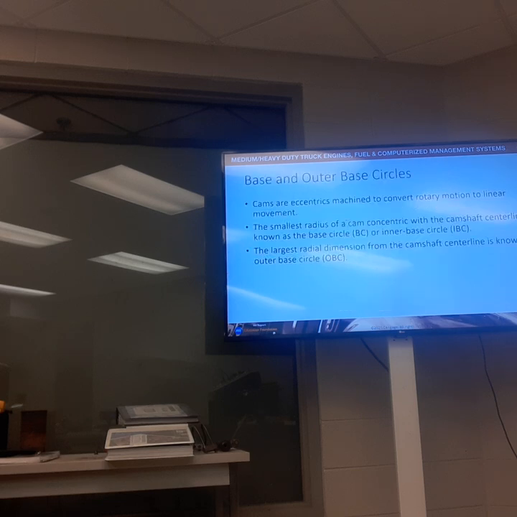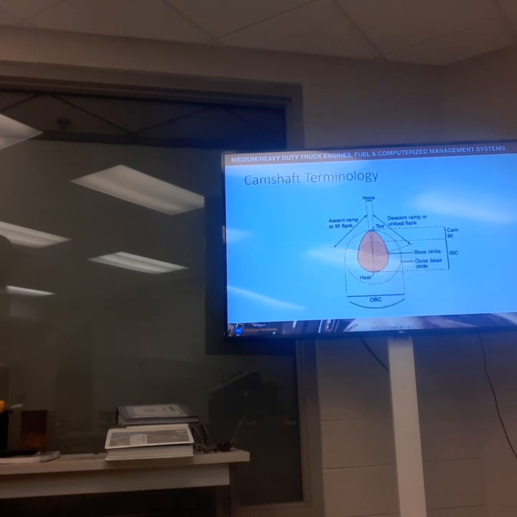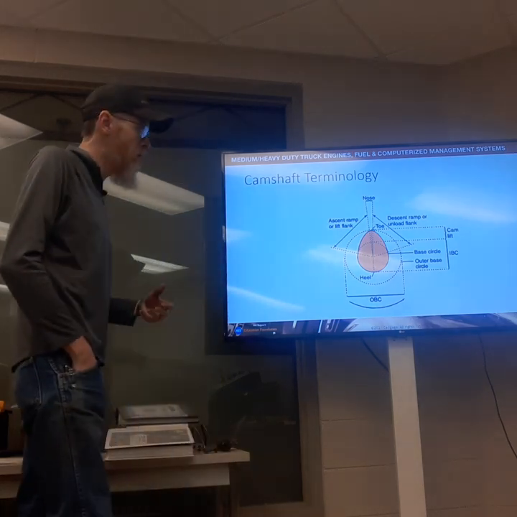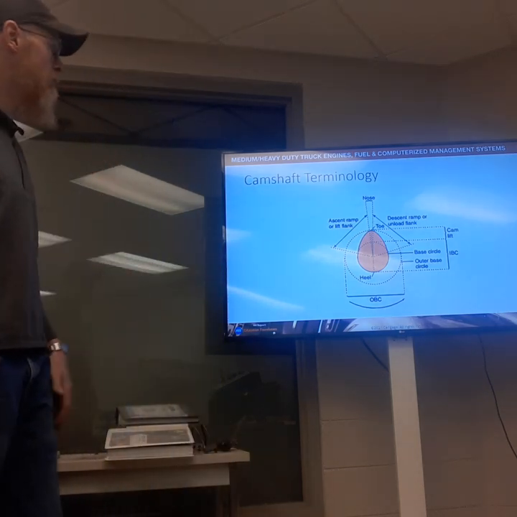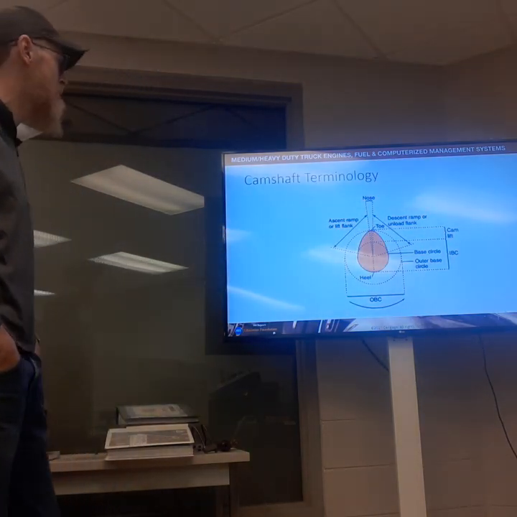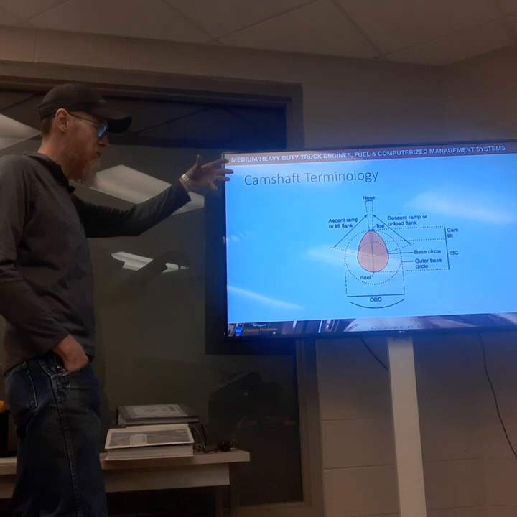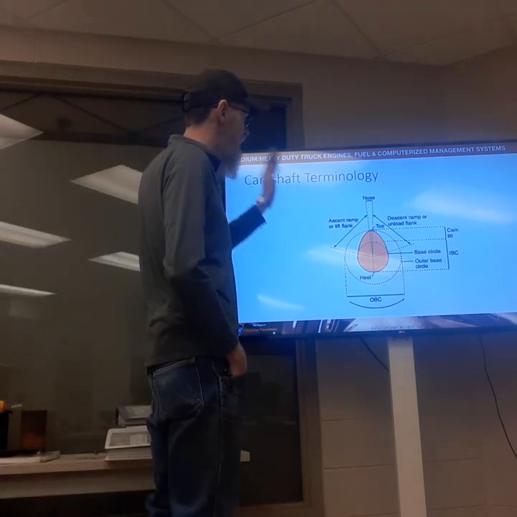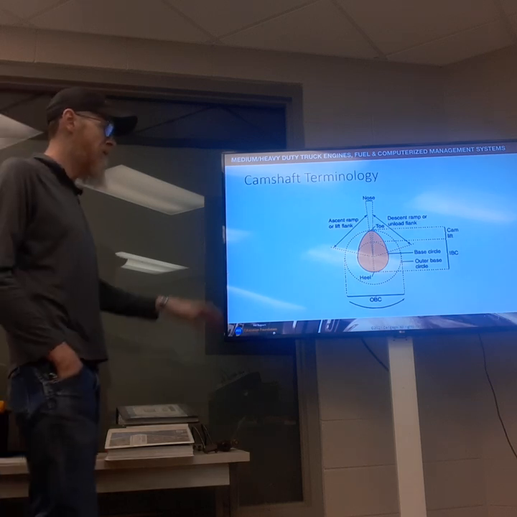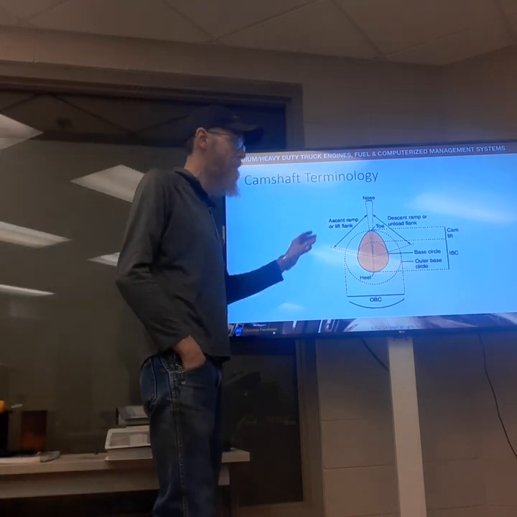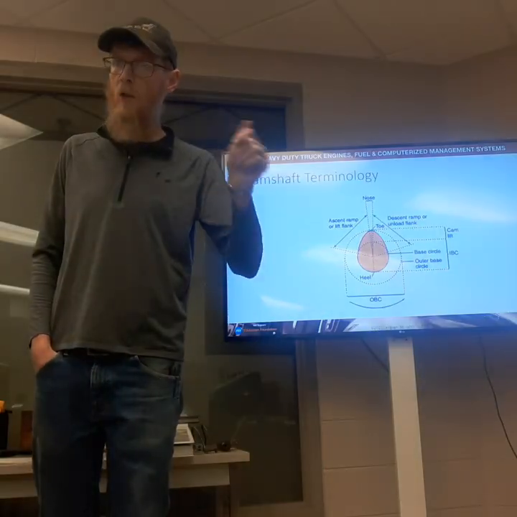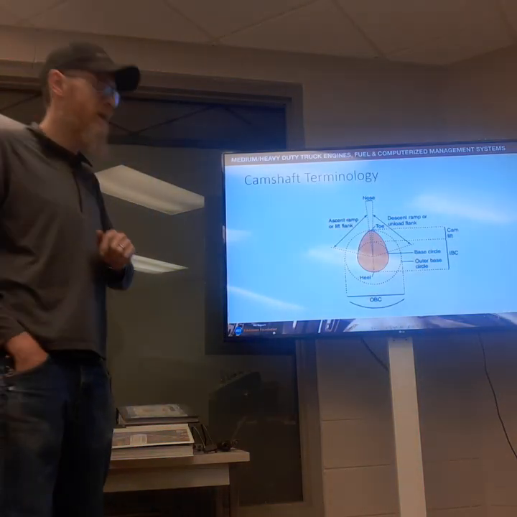Let's get to my next illustration here. The next slide I'm looking at is our camshaft terminology slide that you can reference from the PowerPoint I posted. But this just shows us the side profile of the camshaft and the specific geometry of the camshaft that gets us the reciprocating motion that we need to open and close the intake and exhaust valves.